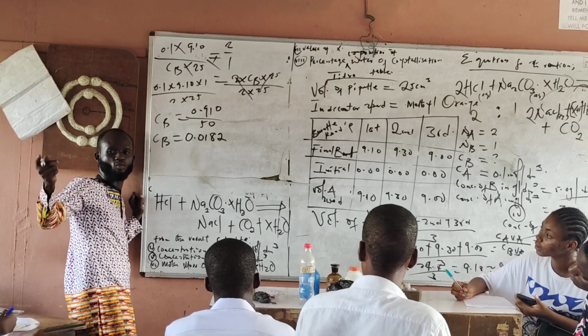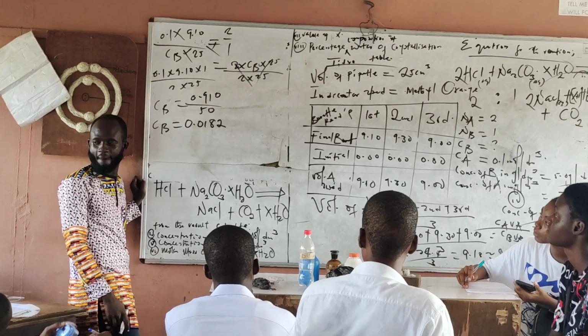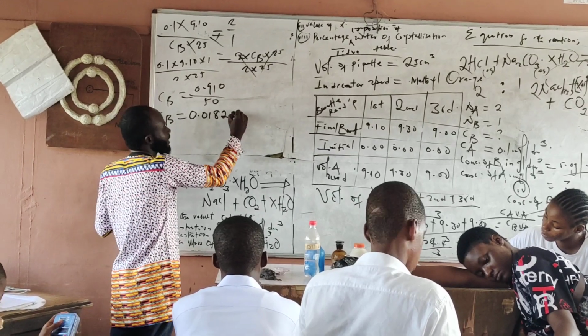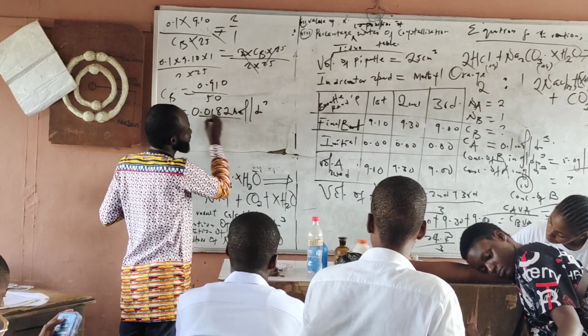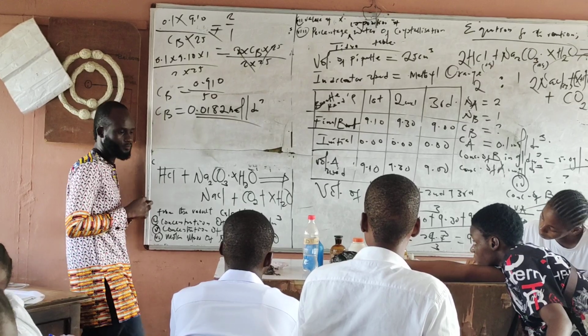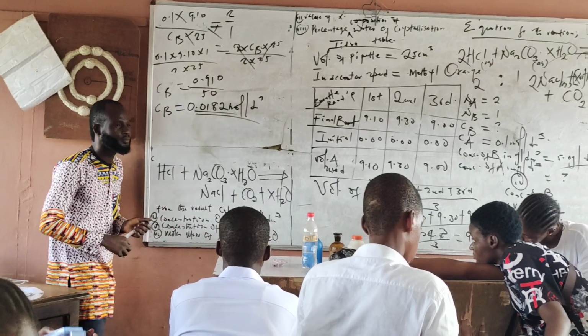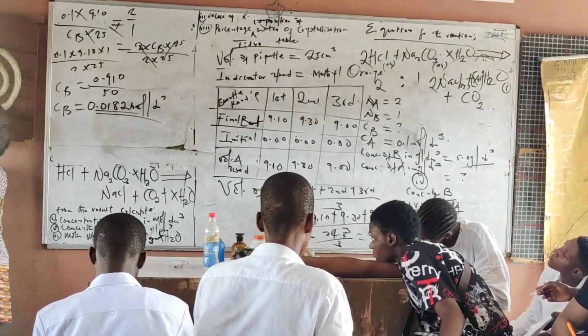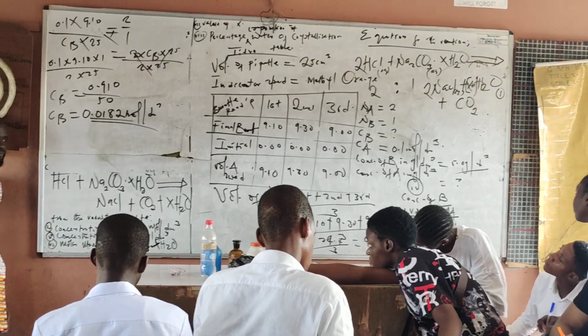Is it mole per dm cube or centimeter cube or gram per dm cube? It's mole per dm cube. That's your answer. You are done with that one. Any question? It's as clear as crystal.